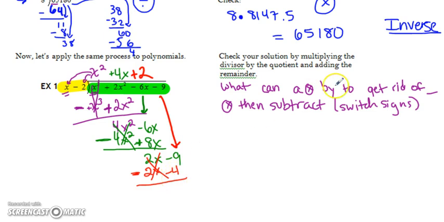Did I switch my signs? I got negative 2, and when I subtract, I should get positive 2. Do you see how easy it is to forget because you get so excited that something's going to cancel? So we should be left with negative 5.